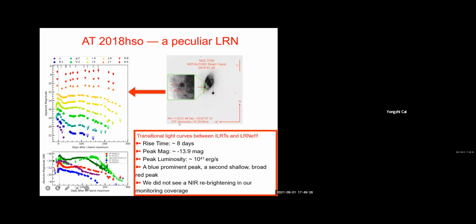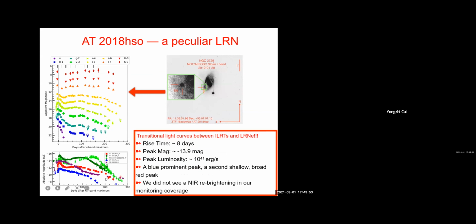Okay, let's see this object. These are its light curves. The rise time is around 1 week. The peak magnitude is around -14 mag. The peak luminosity is around 10^41 erg per second. The first peak is very prominent, then the second one is a bit shallow and broad.